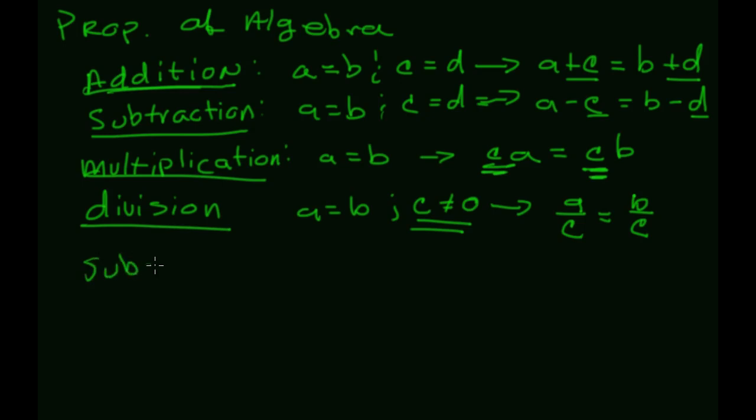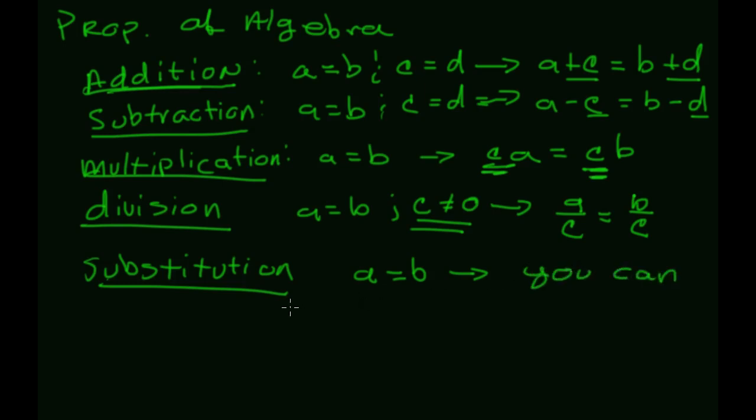Okay, so we have another property called substitution, which I think we saw a little bit earlier this year. Substitution says that if A is equal to B, then you can replace A with B in any equation or inequality.